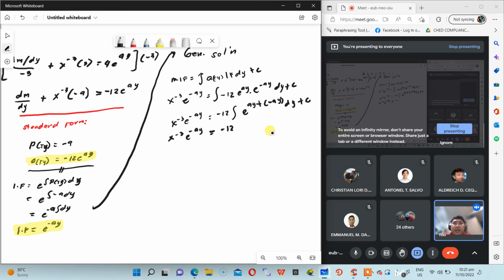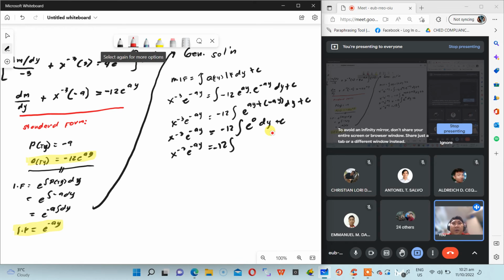So that this becomes e to the power of 0 dy plus... Any value raised to the power of 0 is 1, right? Any constant, any value, any variable raised to the power of 0 will always give you 1. Okay? So, meaning 1 times dy is just dy plus c. So, just integrate this one.